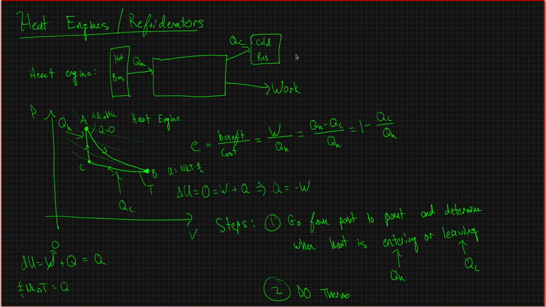Right. Okay. Oh, and I guess I skipped refrigerators, but it's basically just the exact same thing in reverse. So a refrigerator is something where you do what? You take work, you put it into the system, it allows you to get heat. We call this QC. We call this Q.